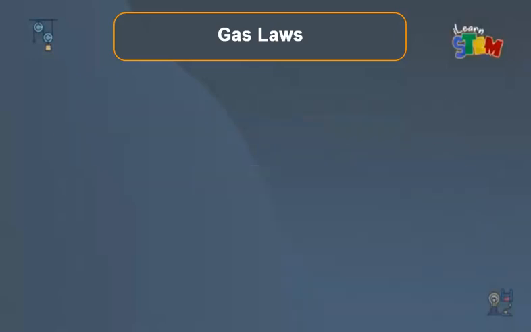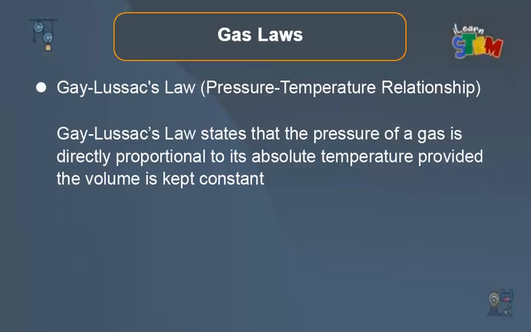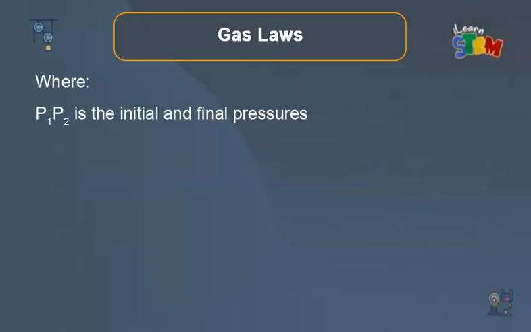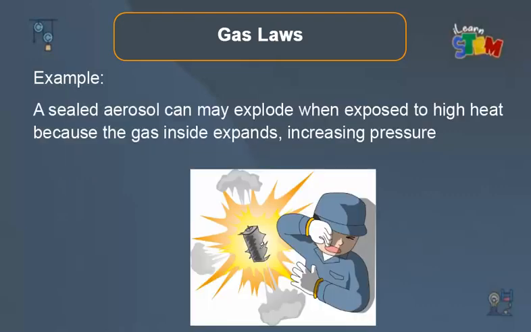more space. Gay-Lussac's law. This deals with the change in pressure and absolute temperature of a gas. Gay-Lussac's law states that the pressure of a gas is directly proportional to its absolute temperature, provided the volume is kept constant. It is mathematically expressed as P1 all over T1 equals P2 all over T2. P1, P2 is the initial and final pressures. T1, T2 is the initial and final temperatures. Example: a sealed aerosol can explode when exposed to high heat because the gas inside expands, increasing pressure.